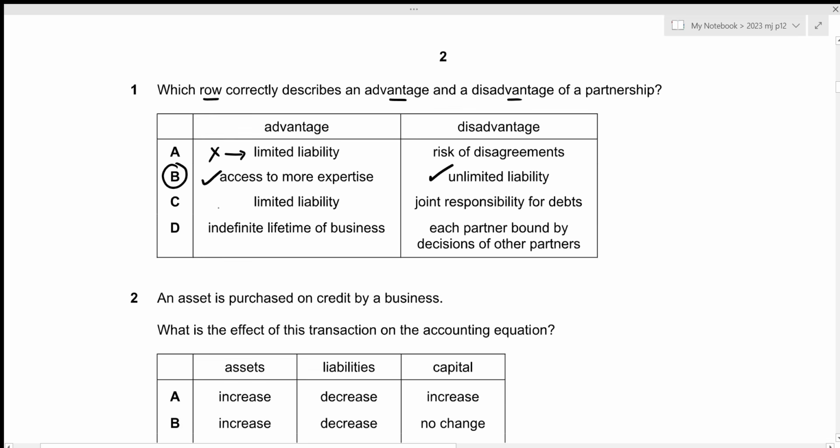Let's have a look at the remaining options as well. For C, we have limited liability, which is again incorrect. And for D, we have indefinite lifetime of business. This is also incorrect because in our partnership agreement, we can agree upon the number of years in which the partnership will run. So again, our correct answer will be B. Let's move towards the second question.